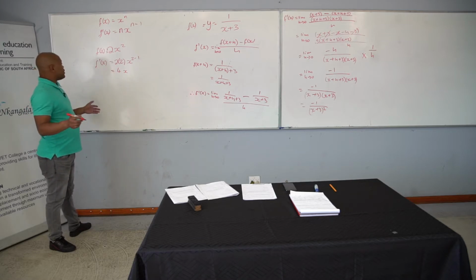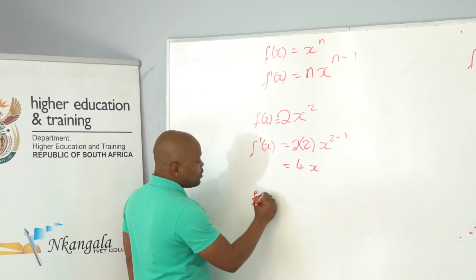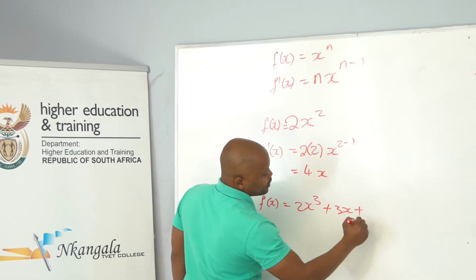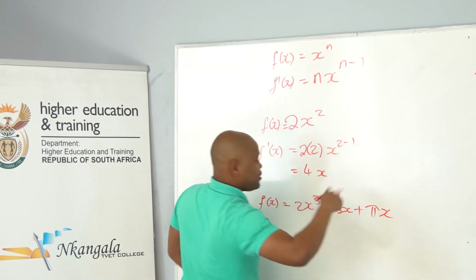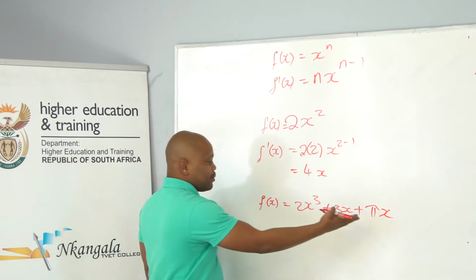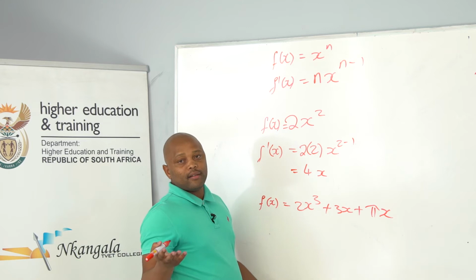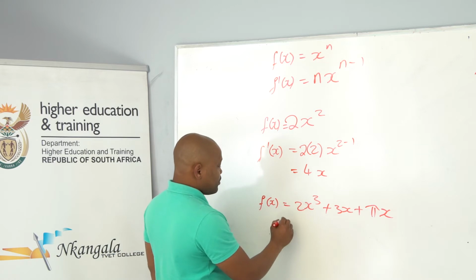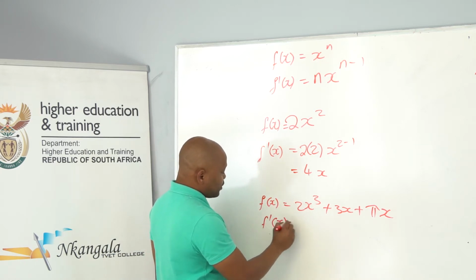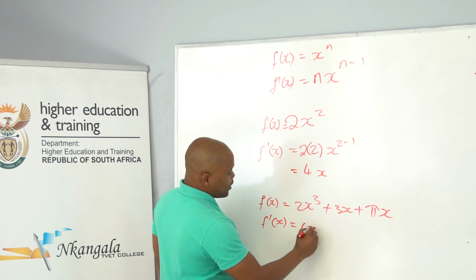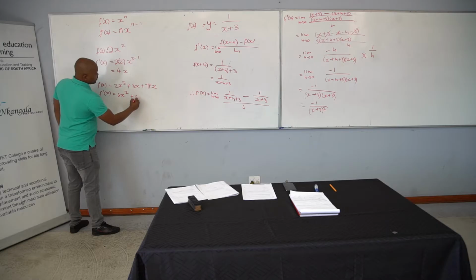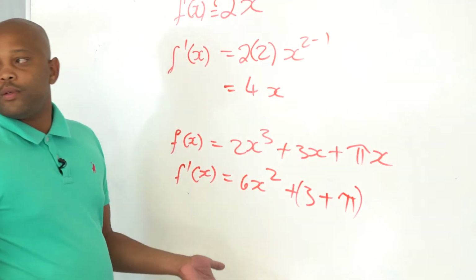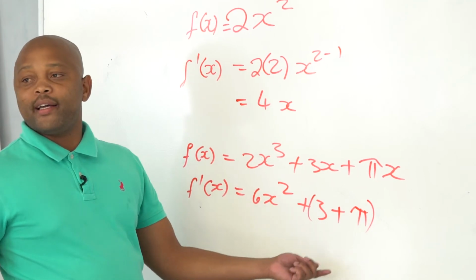So we learned this, but this can be given in terms of a polynomial. Maybe you can get something like f(x) equals 2x cubed plus 3x plus pi x, something like that. Remember, guys, pi is a number. So you must treat it the same as 3 and all the other numbers. So if you were to derive this, you're going to get f'(x) equals 6x squared plus 3 plus pi. You can group it as just being one number, or you can get the actual value of pi.